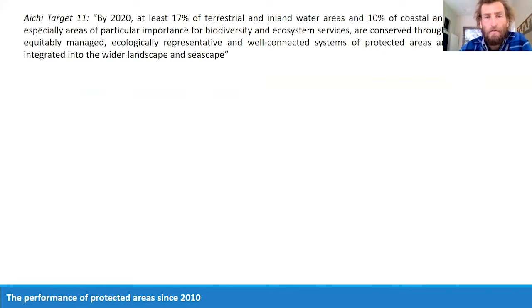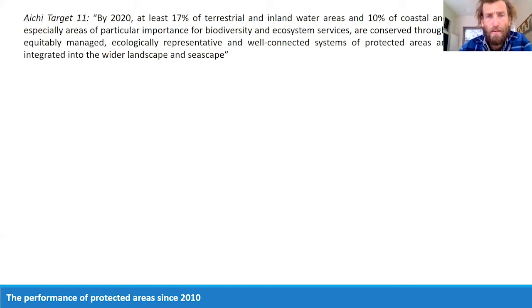to target areas that are important for biodiversity and ecosystem services. Want to be equitably managed. We want to be ecologically representative and well connected. That's the essence of this target. We could have a whole separate discussion on whether it's a good target or not, how it can be improved, but this is what drove the national agendas for area-based conservation in the past decade.